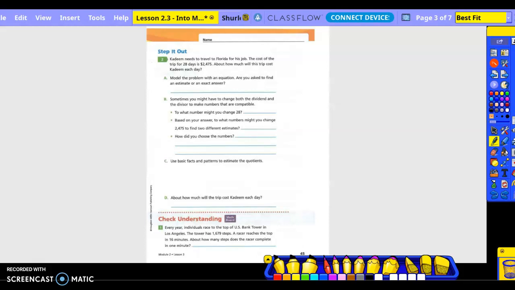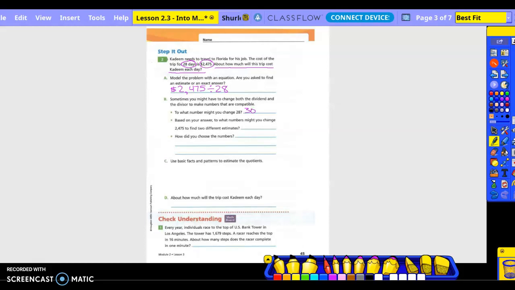Are you asked to find an estimate or actual answer? So we have 28 days, $2,475. About how much will the trip cost each day? So what are we going to do? 2,475 divided by 28. And then are we doing an estimate or an exact answer? Estimate, because they use the word about. Sometimes you might have to change both the dividend and the divisor to make numbers that are compatible. What might you change 28 to? 30.